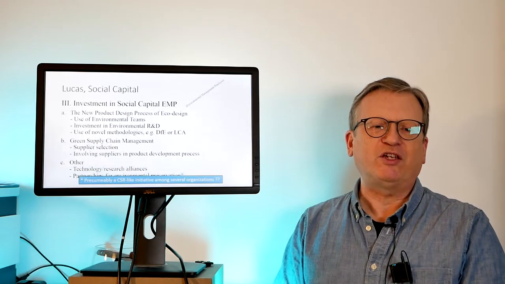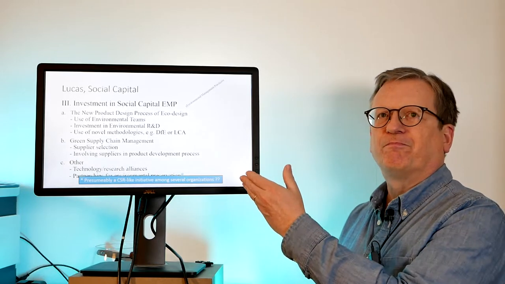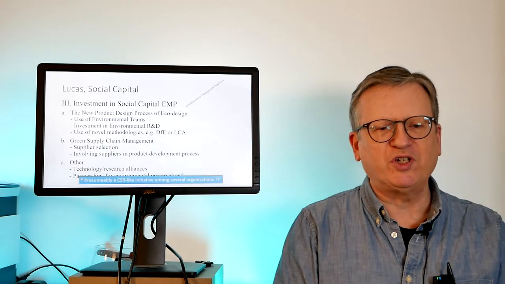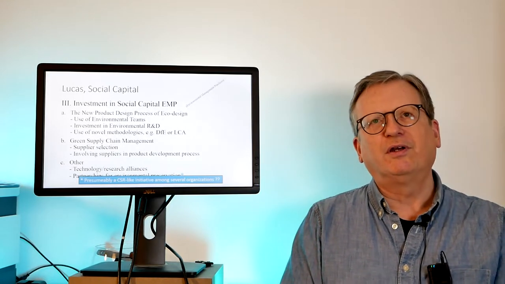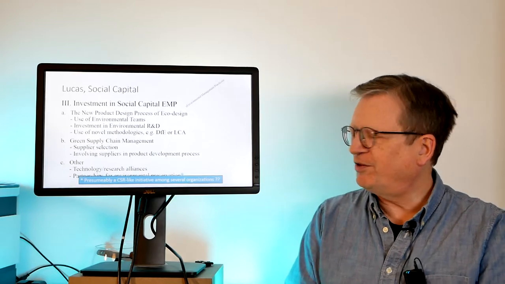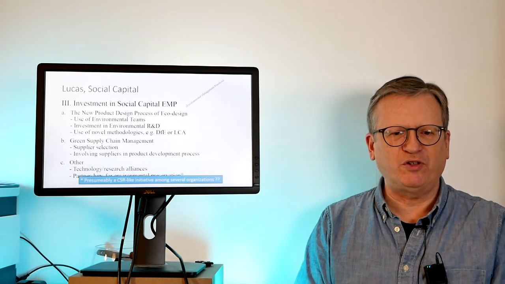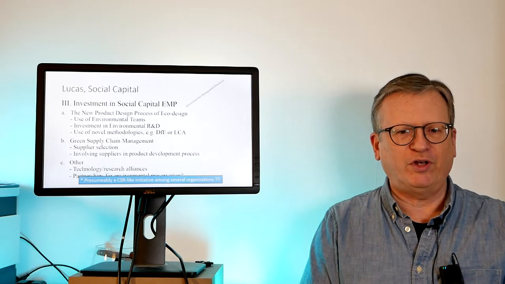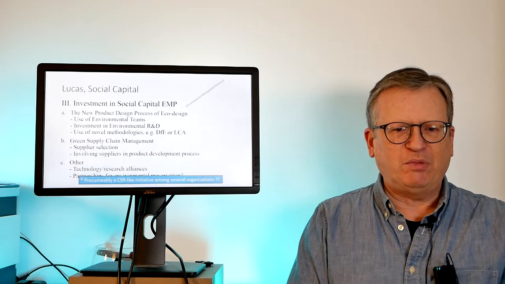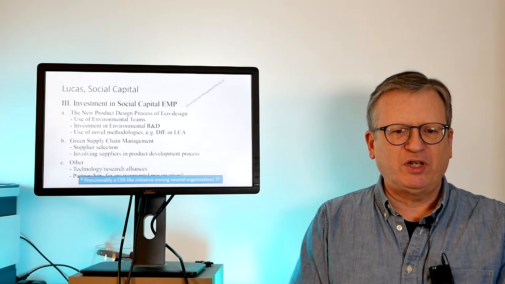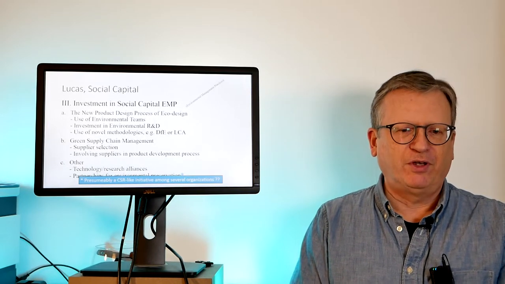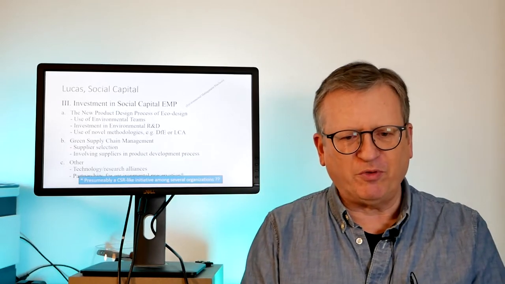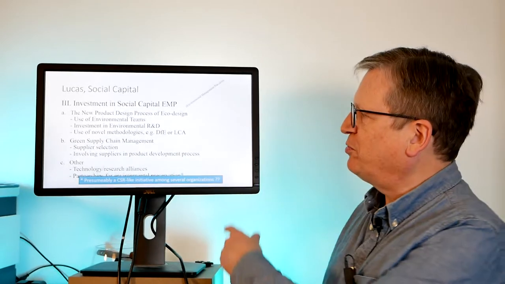And we can see, based on her table, that she's divided Roman numeral 3, social capital, into A, B, and C. Something has blocked here, unfortunately. We'll get to that in a moment. A has to do with product design, or eco design. B is green supply chain management, and C is other. And among other is technological research alliances or partnership for environmental preservation, which is partly covered here.